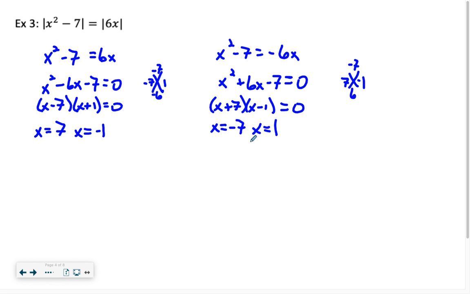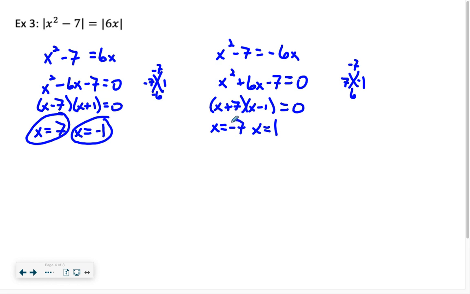We do need to check all of them to make sure that they aren't extraneous. So if I plug 7 in, I'll have 49 minus 7 is 42. The absolute value of 42 equals the absolute value of 6 times 7, which is 42. That works. If I plug negative 1 in, negative 1 squared is positive 1. 1 minus 7 would be negative 6. And if I plug negative 1 in here, I would also get negative 6. So the absolute value of negative 6 equals the absolute value of negative 6.